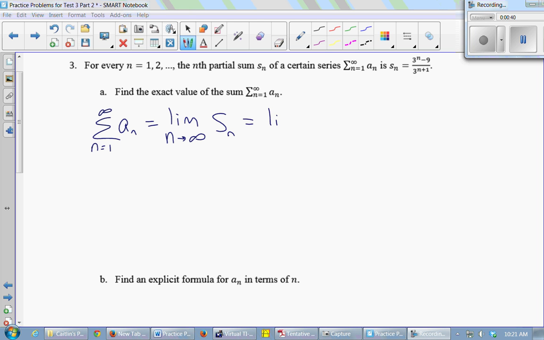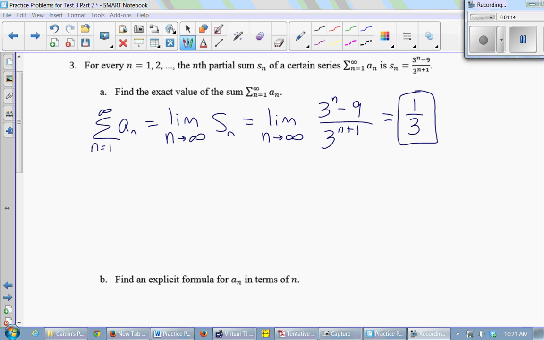So this is actually a fairly easy question where I just need to take the limit as n goes to infinity of (3 to the n minus 9) over (3 to the n plus 1). And it turns out that the minus 9 is sort of irrelevant, and 3 to the n over 3 to the n plus 1 is going to leave me with just a third. So that is the sum of my infinite series.